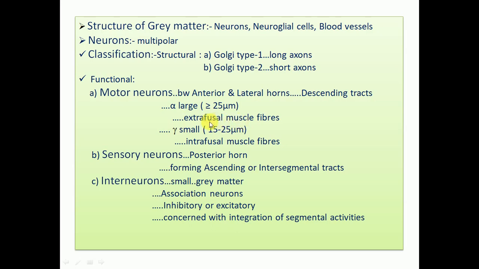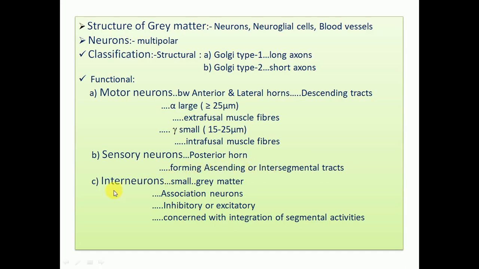fibers. The second type is gamma, the smaller ones, with a diameter of about 15 to 25 micrometers, and they innervate the intrafusal muscle fibers. Second is sensory neurons, present mostly in the posterior horn, and they provide the sensory modalities. They also form the ascending tracts because they carry information from the periphery to higher centers, or sometimes they form intersegmental tracts, connecting the different segments within the spinal cord.